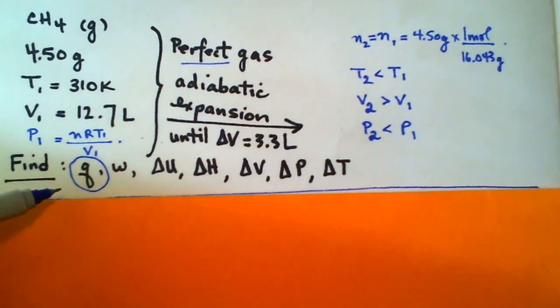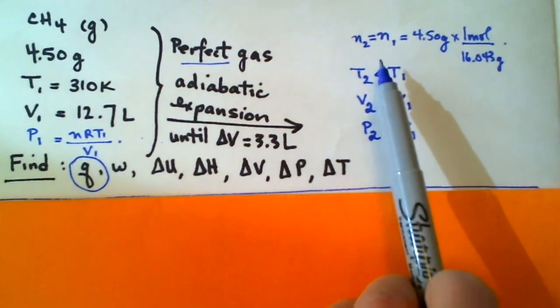We're asked to find Q, W, delta U, delta H, delta V, delta P, and delta T, which really exhausts all possible questions that we could find solutions to given this information. So the first pressure was not actually given, but because this methane is behaving as a perfect gas, I know that I can write it as nRT1 over V1.